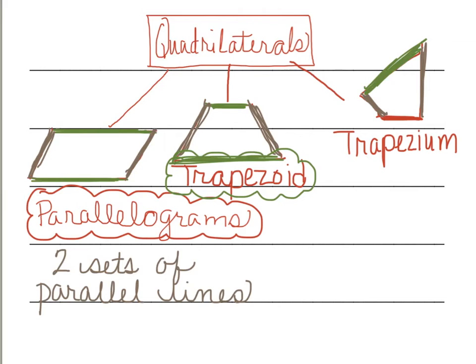So we've got a parallelogram, two sets of parallel lines. Trapezoid, one set. Well, let's write that in. Two sets of parallel lines. Trapezoid, one set of parallel lines. Trapezium, zero sets of parallel lines. The trapezium, remember, is just kind of all over the place. So those are all types of quadrilaterals. Now, we're going to break it down even more in the next chart.